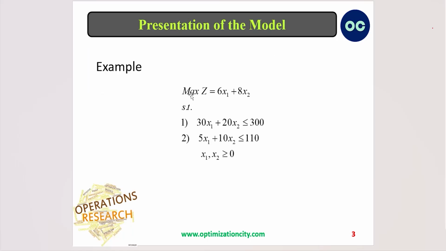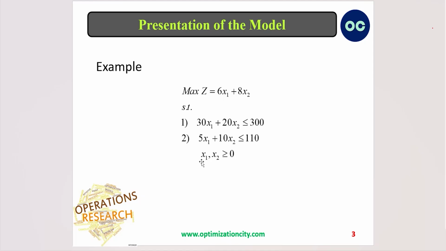The given linear programming model is as follows. We have the objective function in the form of maximization: Z is equal to 6x1 plus 8x2, subject to two functional constraints: 13x1 plus 20x2 is less than or equal to 300, and 5x1 plus 10x2 is less than or equal to 110. We also have non-negative constraints for x1 and x2.